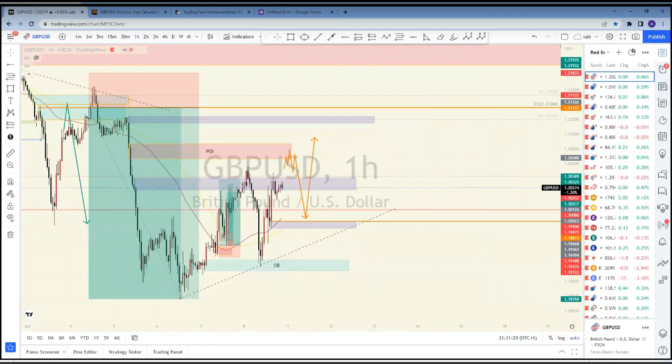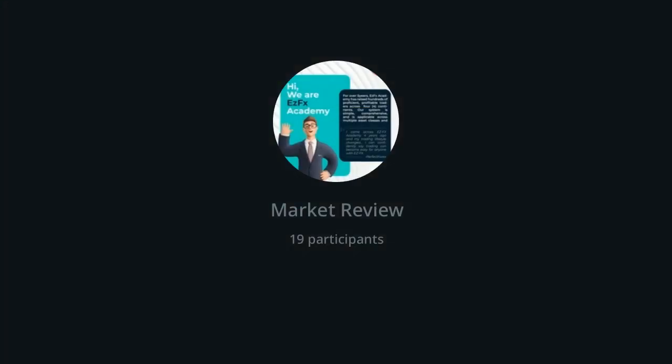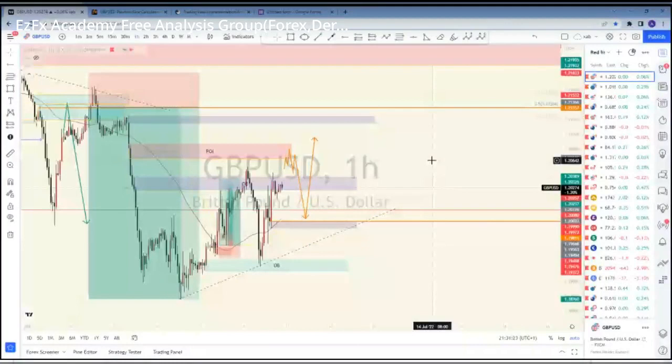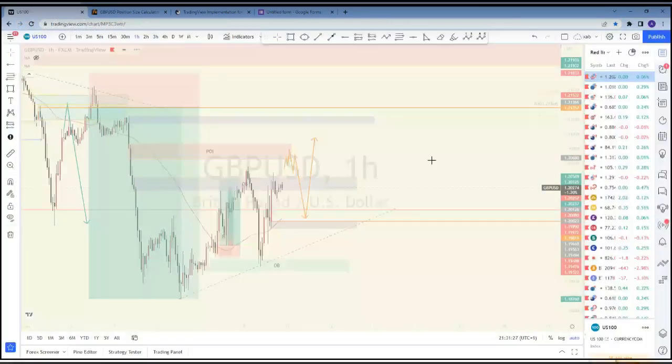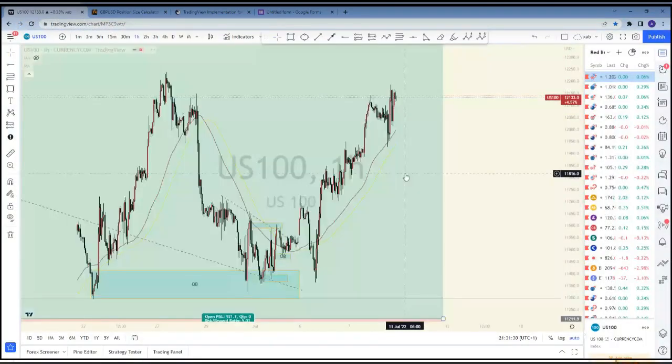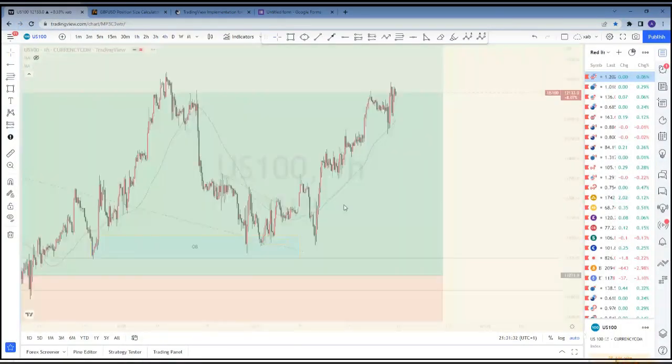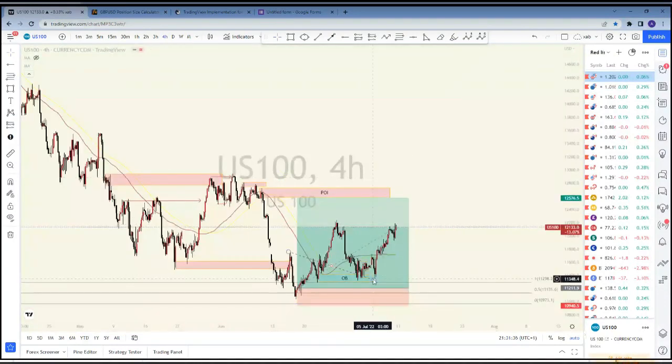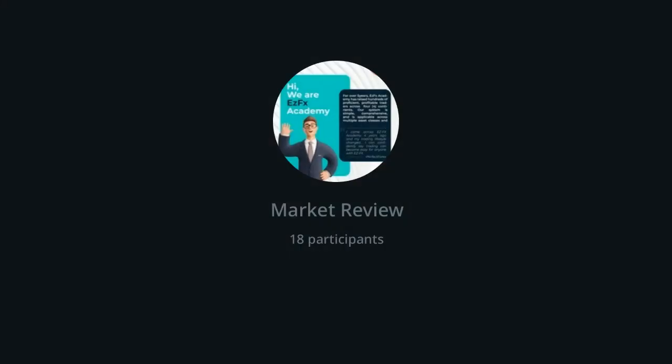So NASDAQ, NAS100. Let's quickly look at that. I'm sure those who were around for last week's market review will recall this setup and what I said about NASDAQ last week. I think so far my bias has not yet changed. My bias is still very much intact.